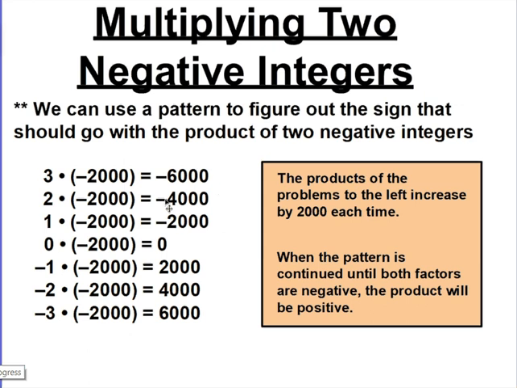So if we take the products here and continue the pattern, if you notice, it goes from negative 6,000 to negative 4,000 to negative 2,000 to 0. And if we continue that pattern, the next number in the pattern is positive 2,000. If we continue the numbers over here, we can see the numbers start to go into the negative category. So the problem that results in continuing the pattern is negative 1 times negative 2,000. And the answer to that problem, if we continue this side of the pattern, is positive 2,000. If that pattern continues, negative 2 times negative 2,000 is 4,000, and negative 3 times negative 2,000 is 6,000. So what this shows is that when you multiply two negative integers, you get a positive answer.